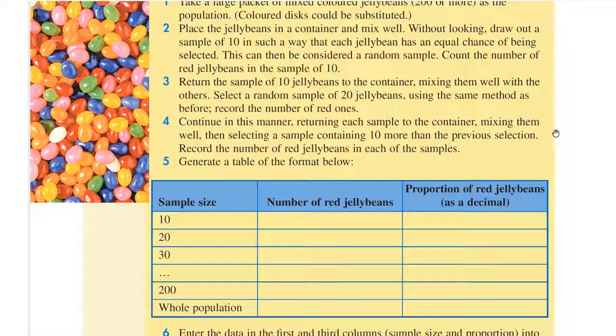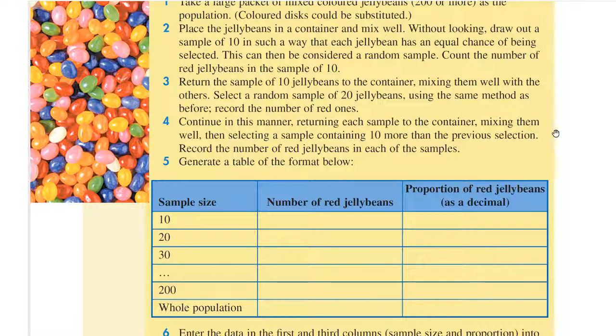Now, without looking, we're going to draw a sample of 10 in such a way that each jelly bean or each element, or M&M, has an equal chance of being selected. Now, this is a random sample. Count the number of your selected colour out of 10. So you might have 4 in your group, each choose a different colour and draw that up in your table.